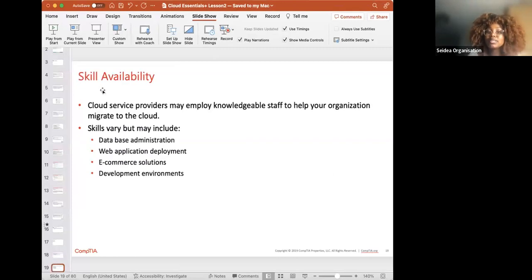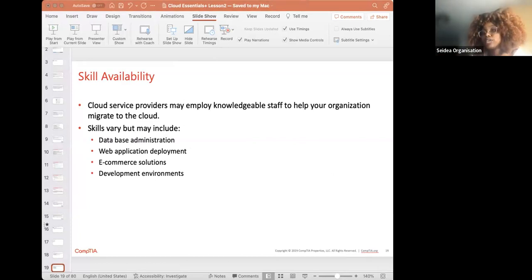Now, when we go into skill availability, cloud service providers may employ knowledgeable staff to help your organization migrate to the cloud. Cloud providers often have a diverse team of experts to aid businesses in their cloud journey.